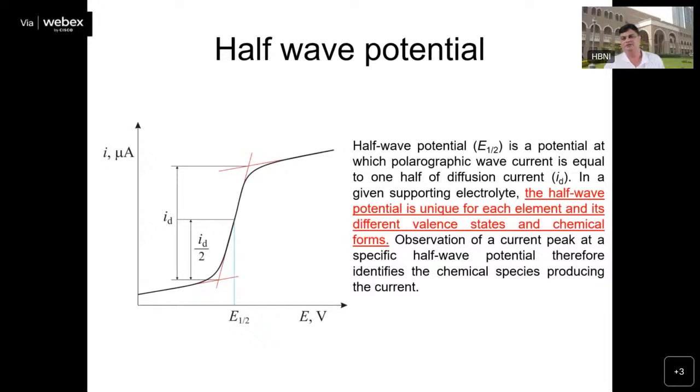It's not only for the element, but for that particular form of the element. For example, arsenic 3 and arsenic 5, chromium 3 and chromium 6, and various kinds of chemical forms also exist. Those can have different half-wave potentials. Observation of a current peak at a specific half-wave potential will help identify the chemical species that produces that current. On that basis, one can identify not only the element but its chemical form also.